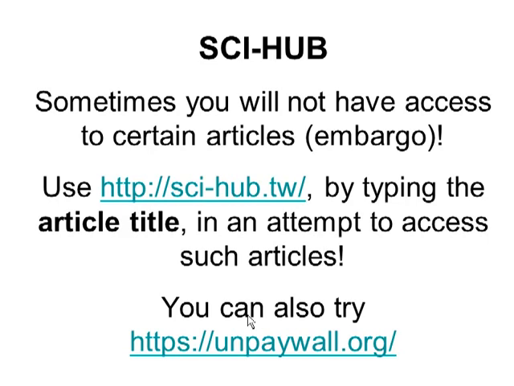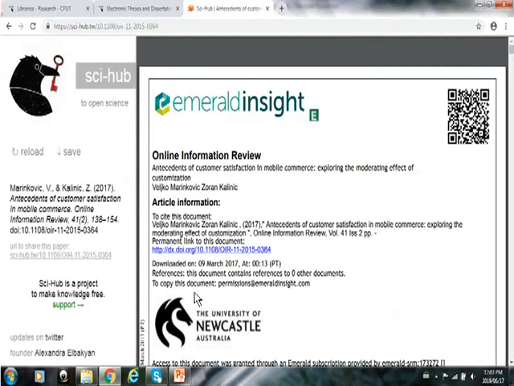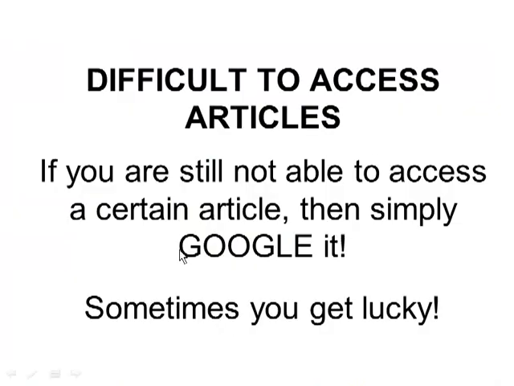And 9 out of 10 articles I get. But sometimes through Science Hub, you still can't get the article. It doesn't give you access. Then what I simply do is I Google it. I take the title and I put it in Google. And sometimes you get access to it via ResearchGate. They give you the PDF.